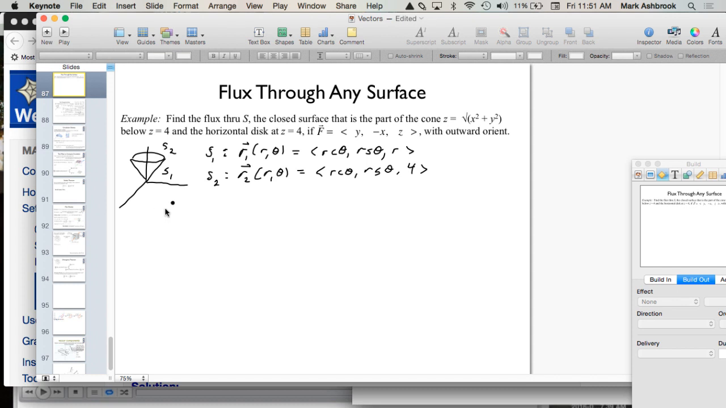So for S1, we're going to have to do the cross product. What do we want? We want F dot r_r cross r_theta dr d theta, right?